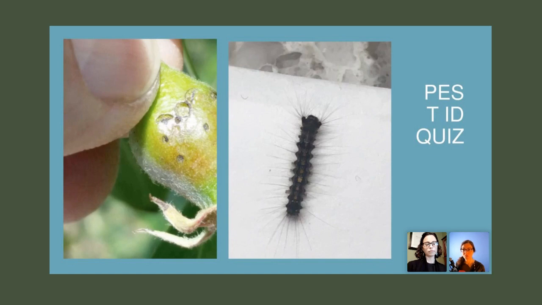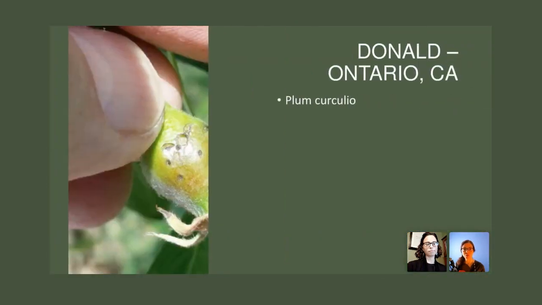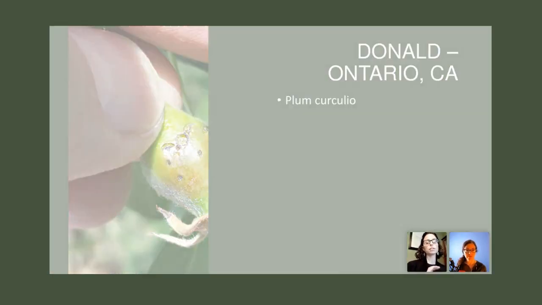Back to my slideshow. Okay, so first of all, Donald sent in this picture. So, Stacey, tell me, how did you deduce that this might be plum curculio? It's the damage on the forming fruit. It has that little crescent-shaped damage that is a telltale sign that it is plum curculio, which is a really common pest for all kinds of fruit trees.